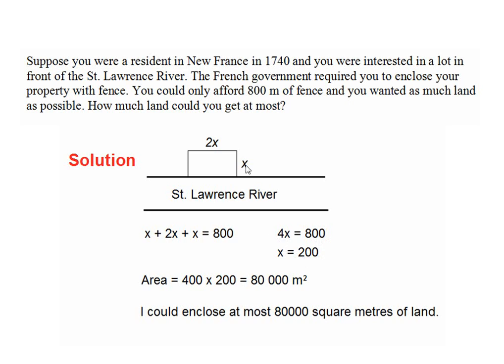200 meters, right? So x is 200 meters. And then the length is 400 meters, right? Okay. So the area is equal to length times width. So the length is 400 meters times 200 meters. So you get the area, 80,000 square meters, right? Okay, so I could enclose at most 80,000 square meters of land, right? Okay, so this problem is solved.